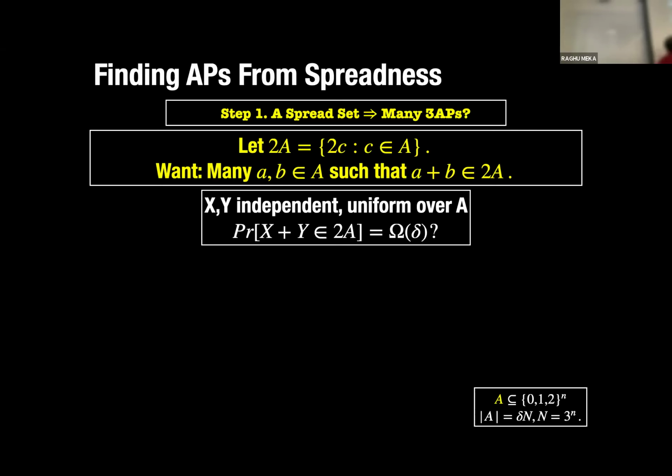Now we can do some heuristic calculation, a heuristic guess of what would be the ideal answer for this probability. If A was a completely random set, that's our mental blueprint for what we would like A to behave as. If it was a completely random set, it has density delta. So then this random variable should land in this set with probability delta. So we can ask, can I hope for delta over 10 maybe? It might be overkill, but if it was completely random, I get delta. Can you at least get me delta over 10?